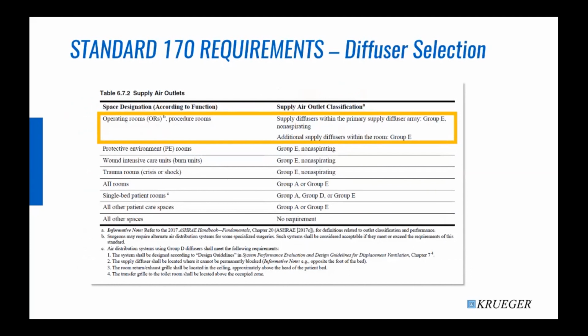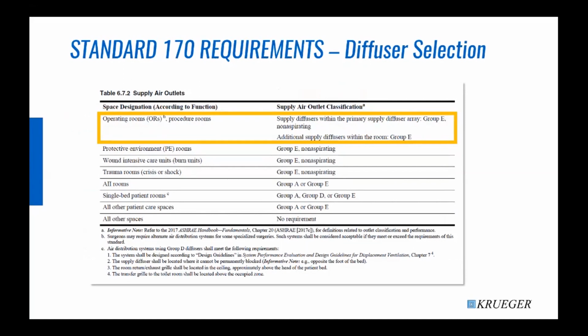So some of the standard 170 requirements that ASHRAE provides, the first design requirements we want to look at, is the proper diffuser selection and placement. In the table above, ASHRAE 170 requires supply diffusers placed within the primary supply diffuser array to be non-aspirating. That term, non-aspirating, can be described in other ways. For example, non-aspirating is also referred to as laminar, non-mixing, or one-directional flow.